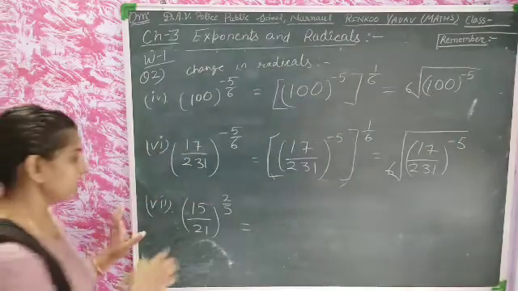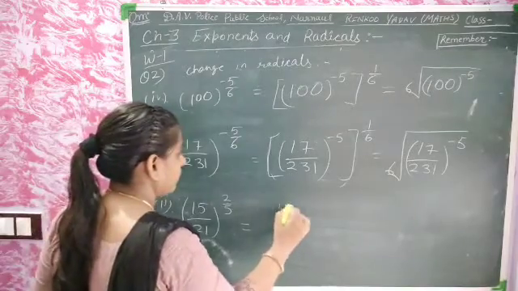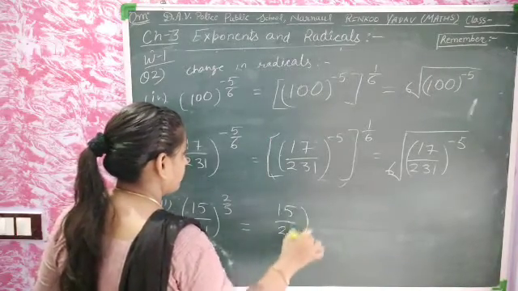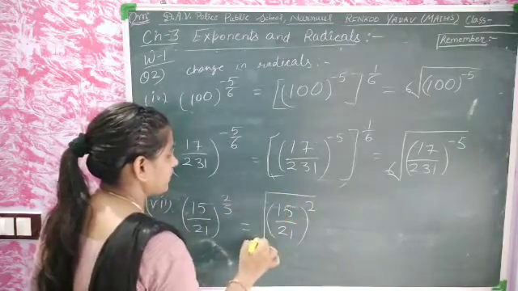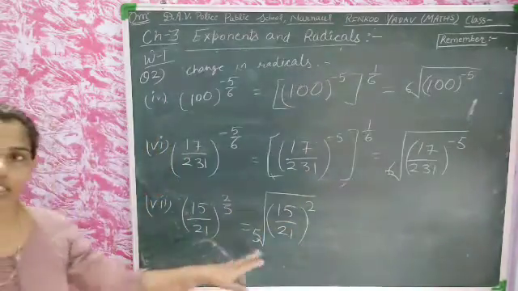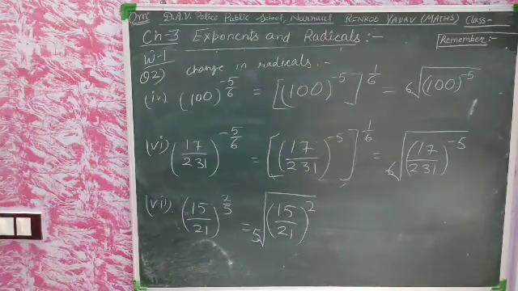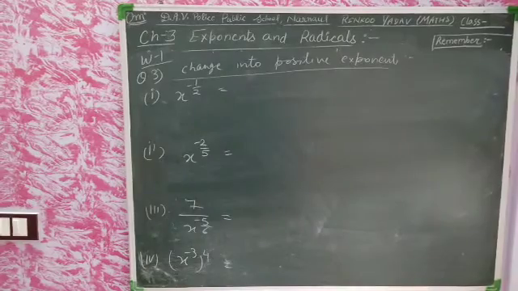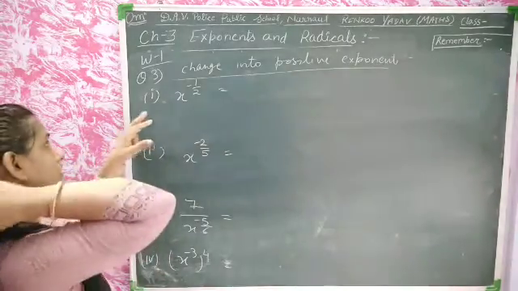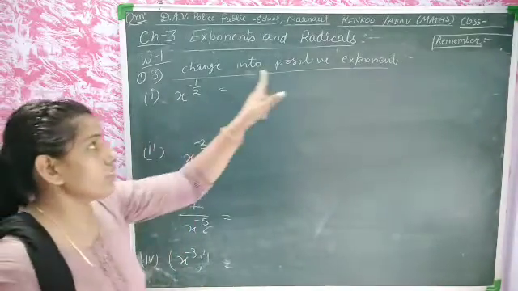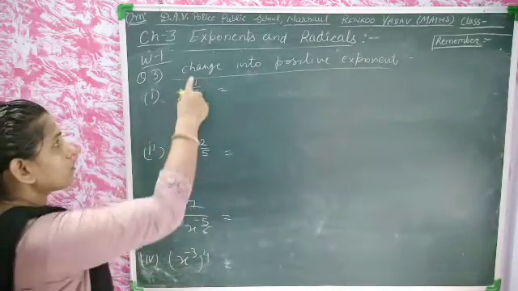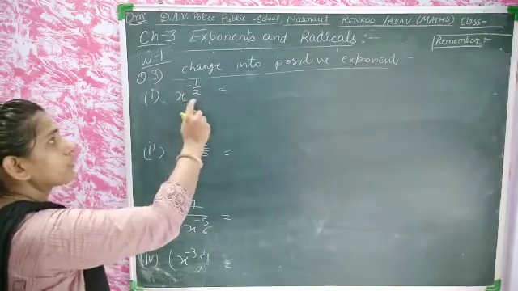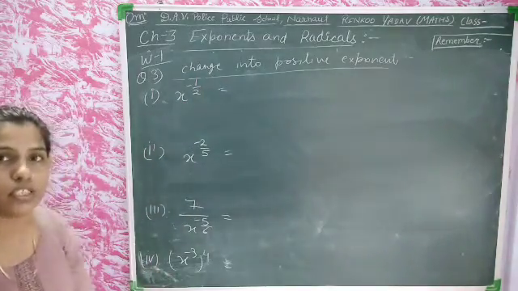Is this clear students? Now we will do this question. 15 by 21 to the power 2 is the numerator, and its radical is 5. It will be done here. All the questions are done like this. Now there is question number 3. Now students, in question number 3, part 1: change into positive exponents. We have to change this exponent. This is the negative exponent. We have to change it into the positive exponent.